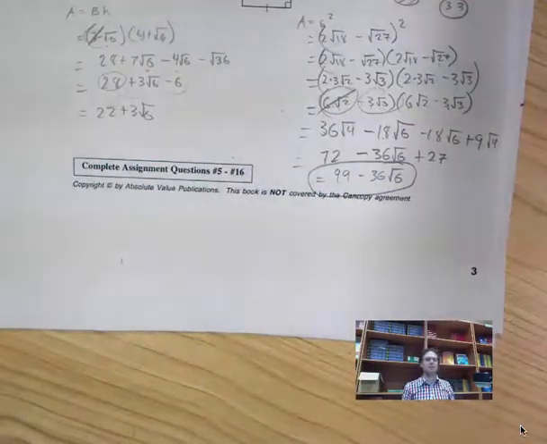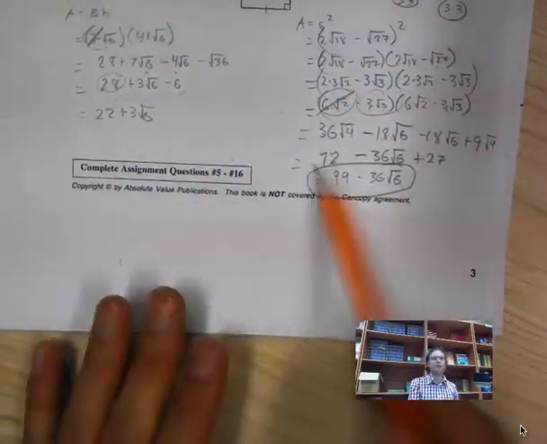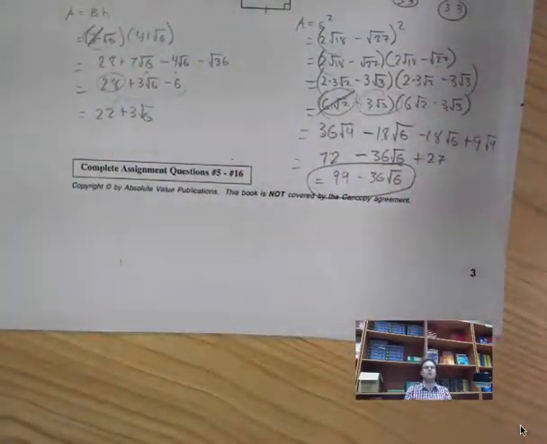And that's my answer, okay? We have to combine these because they're like terms. And they both have a square root, so they're good.